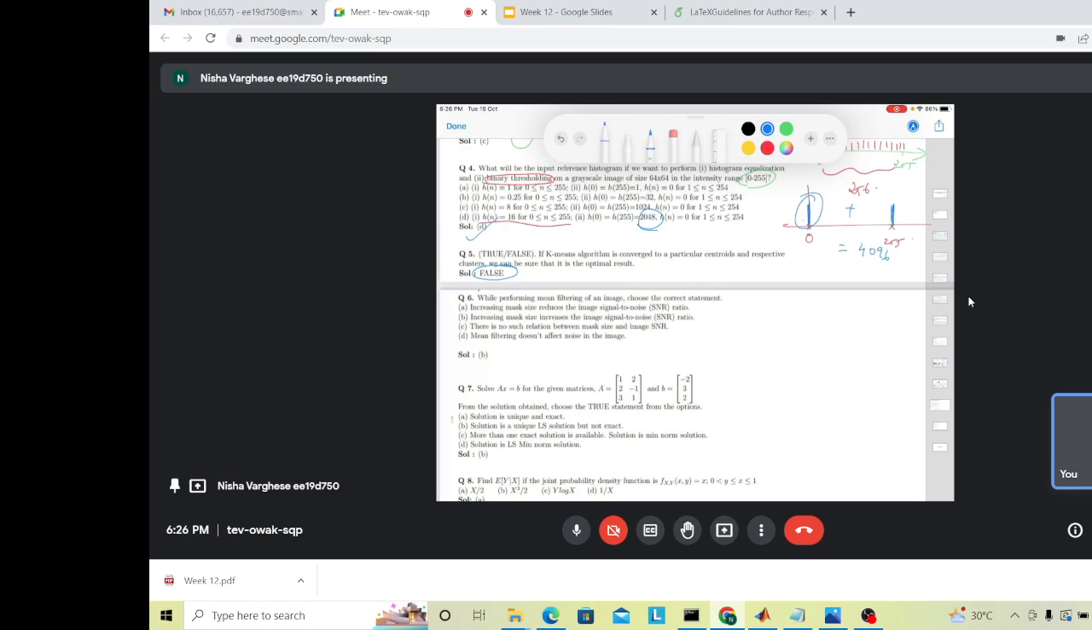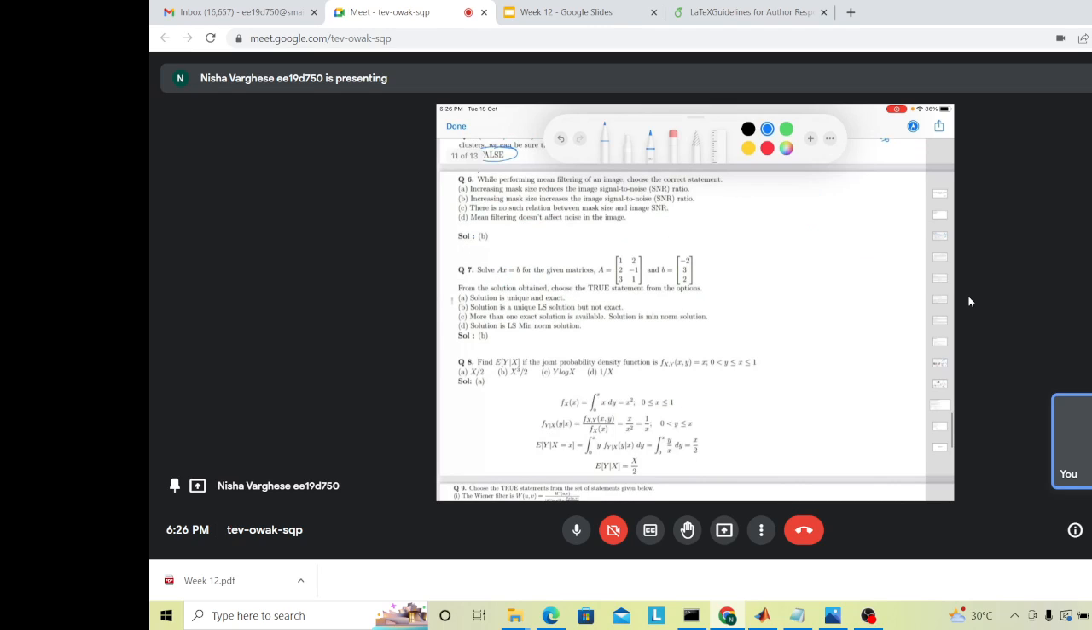So it depends on how many cluster centroids we take initially. So it is false. Then, while performing mean filtering, choose the correct statement. Increasing mask size reduces image signal to noise ratio. Increasing mask size increases image signal to noise ratio. There is no such relation between mask size and image SNR. Mean filtering doesn't affect noise. Mean filtering is actually used for noise reduction. If we increase mask size, noise will be reduced a lot, but blurring will happen, and the signal to noise ratio will be increased. So the answer is B.